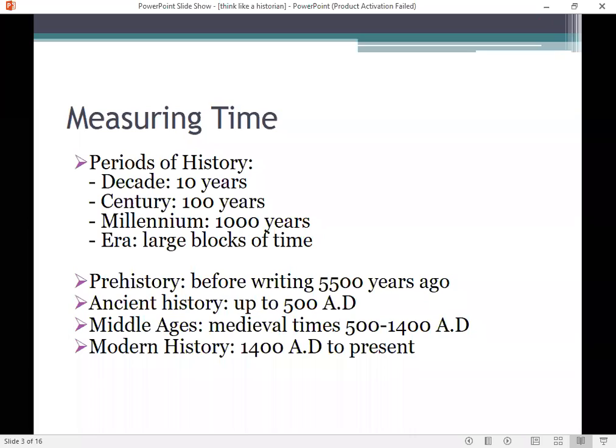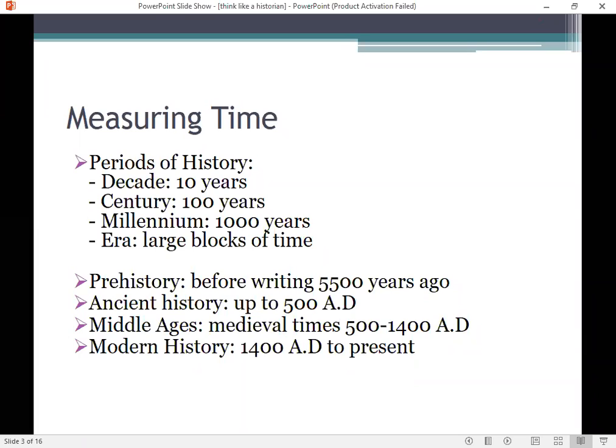And then both the humans and the animals used this land bridge to escape the extreme weather and the extreme cold and the start of the ice age in Siberia and moved to the Americas. This is the part of prehistory, okay? Which is before writing 5,500 years ago.